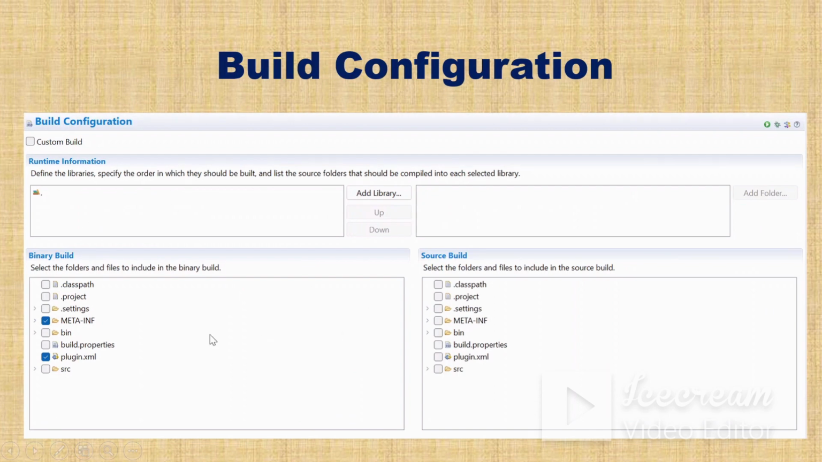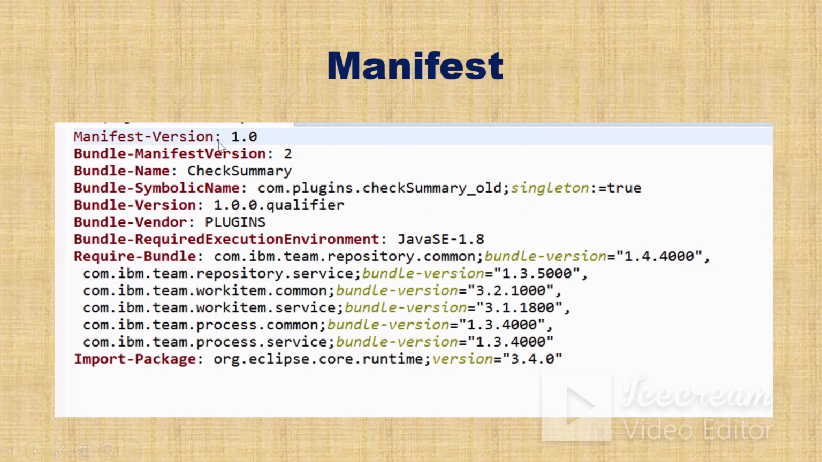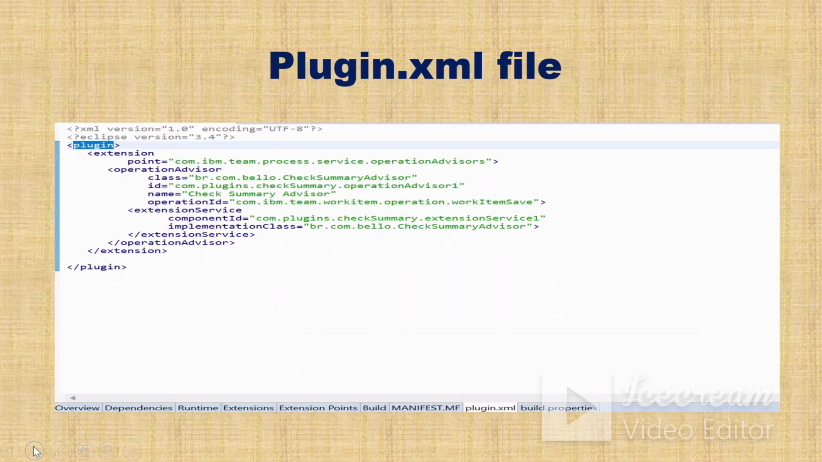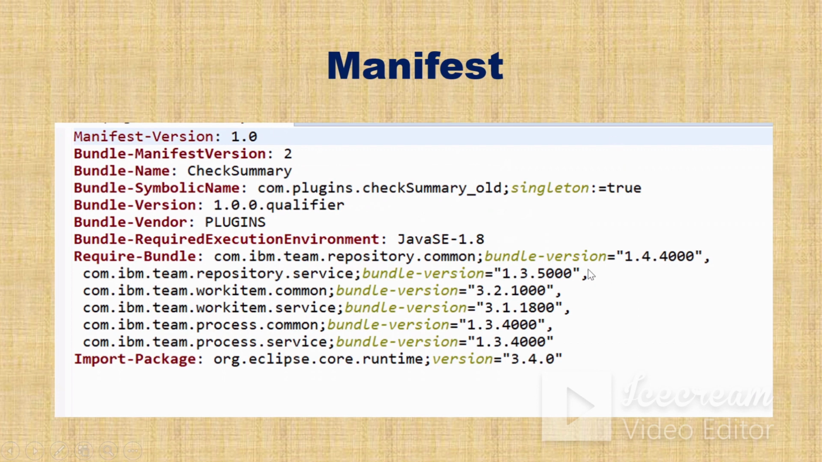So this is the build configuration. Make sure these two are selected, and you need to verify that the manifest file contains all these required bundles: repository common, repository services, process common, process services, and then work item common and work item services. It should also import the package org.eclipse.core.runtime, and its singleton should be true. So all the configuration will be listed inside the manifest file.